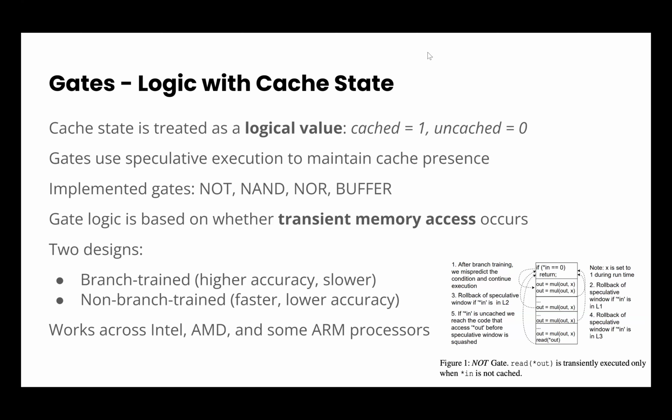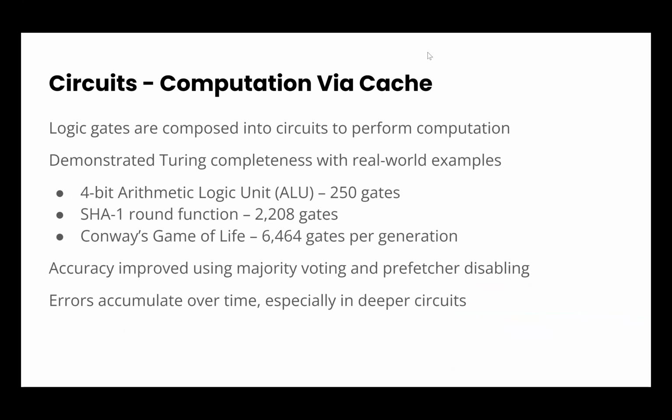The authors built a variety of gates using this approach, including NOT, NAND, NOR, and buffer gates, and demonstrated that these gates are also functional across multiple processor architectures. Two styles of gate design are explored, one that relies on branch training and one that avoids training by using fixed control flow structures. And the trade-off between these two is accuracy and speed.